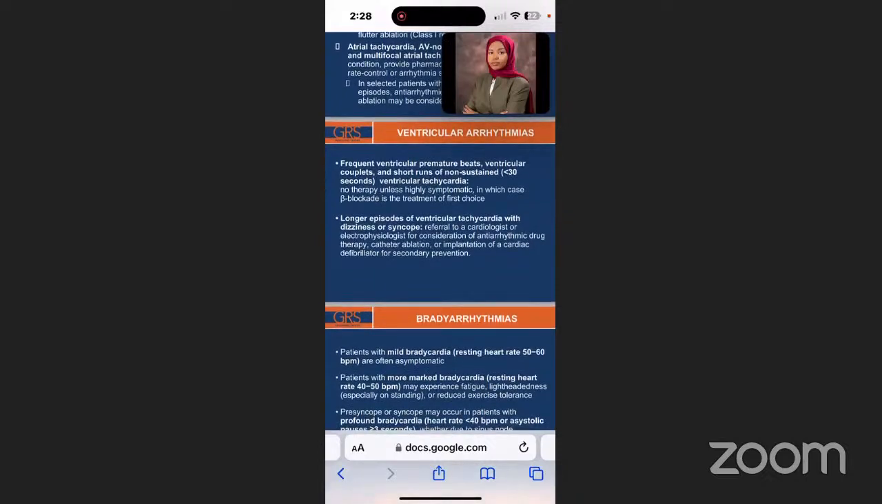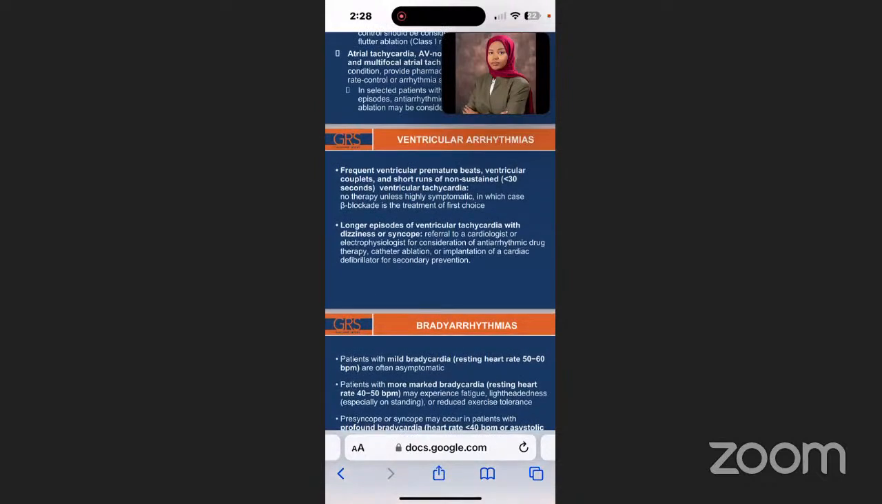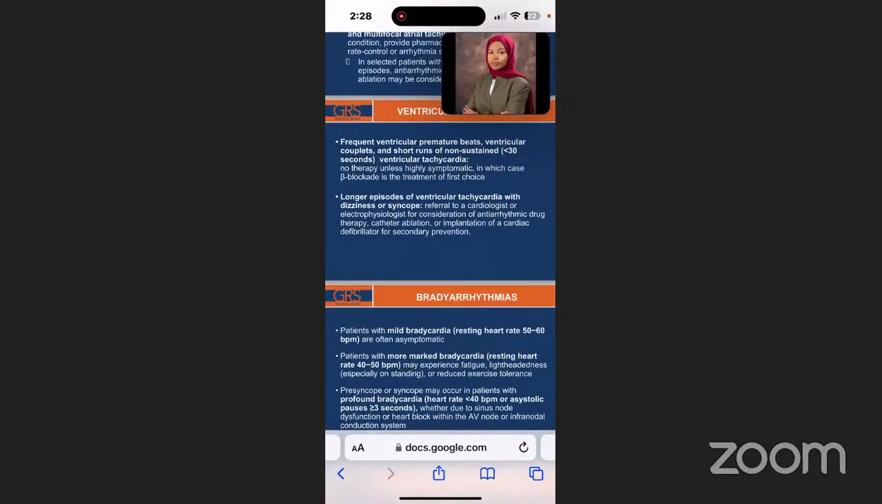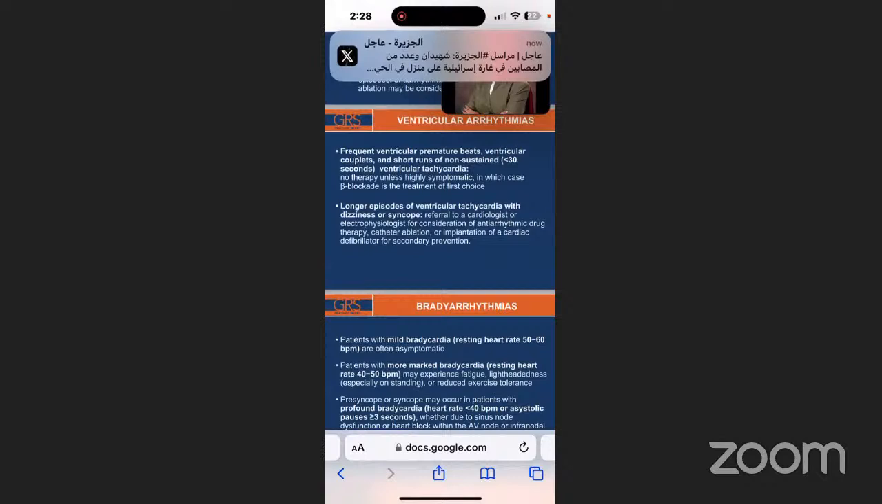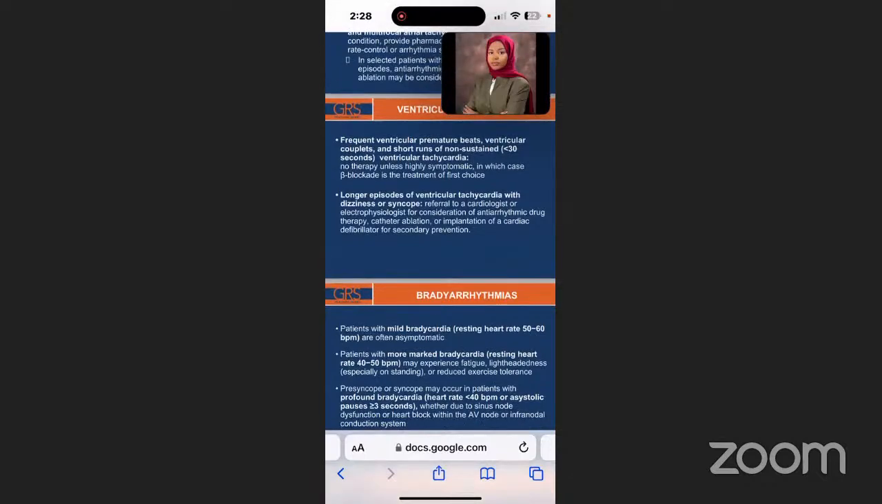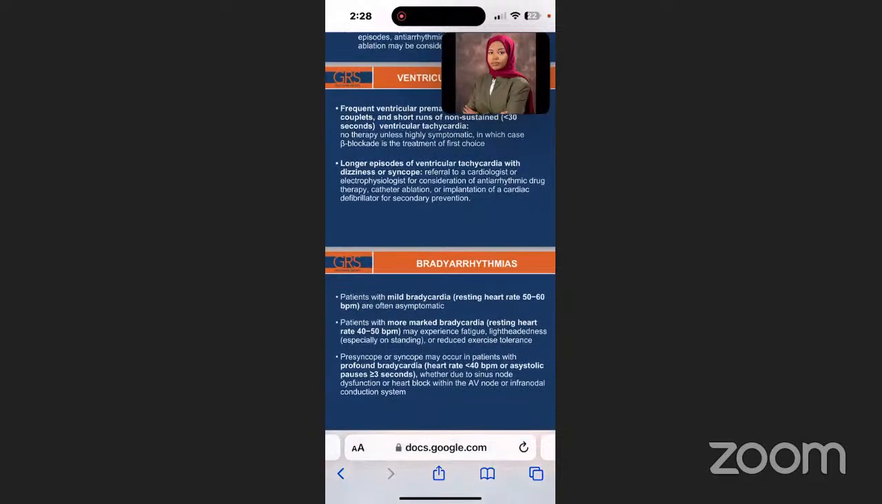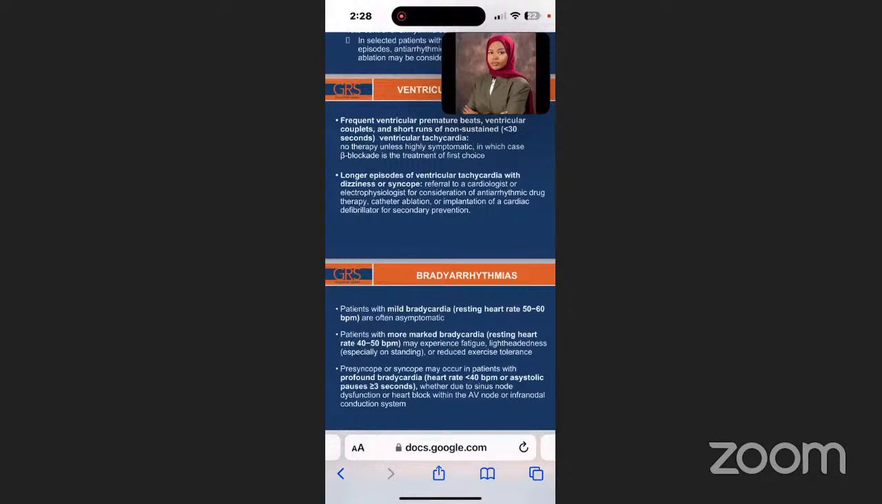Now we can go ahead and talk about ventricular arrhythmias. And this is the most dangerous condition. Frequent ventricular premature beats, ventricular couplets, and short runs of non-sustained ventricular tachycardia, because we have two types, sustained and non-sustained. Non-sustained is less than 30 seconds, and sustained ventricular tachycardia is more than 30 seconds. There is no therapy unless highly symptomatic. For asymptomatic patients, there is no need to use any treatment. Treatment is only for those highly symptomatic, in which case we can use a beta blocker.